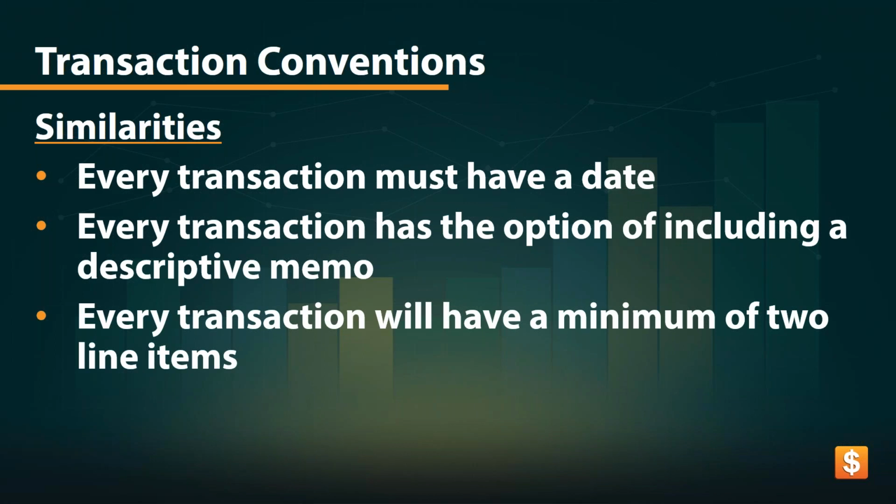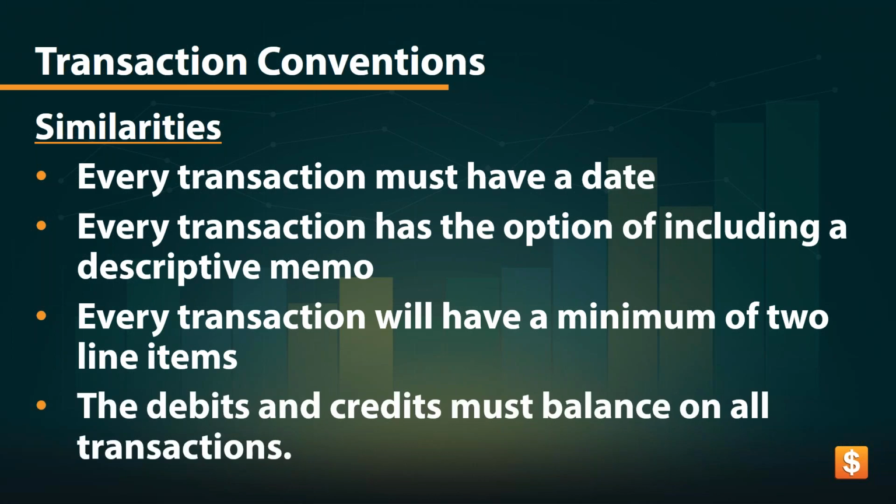Every transaction will have a minimum of at least 2 line items. Church360 Ledger works on fund accounting, and one of those principles is that it's dual entry bookkeeping, where every transaction is going to have 2 line items. It's going to have a credit and a debit. It may have 20 line items, but at a minimum it has to have 2. And then our 4th bullet: the debits and credits must balance on all transactions. So if I have 20 line items, I could have 1 credit and 19 debits, or vice versa, but the total between the credits and debits must balance.